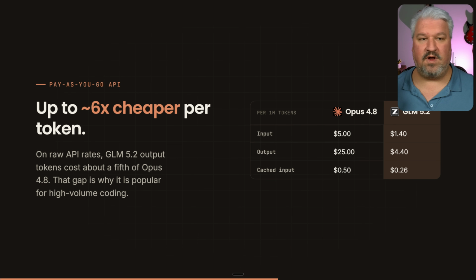At the time of recording, Opus 4.8 is $5 for 1 million tokens in, where GLM 5.2 is only $1.40. And the big one is on the output side, where Opus is $25 for 1 million tokens out, GLM is only $4.40. And trust me, you feel it. While testing this model, I asked it to create a Minecraft clone, and that entire build only cost me $1. That would not nearly be the case with Opus 4.8.